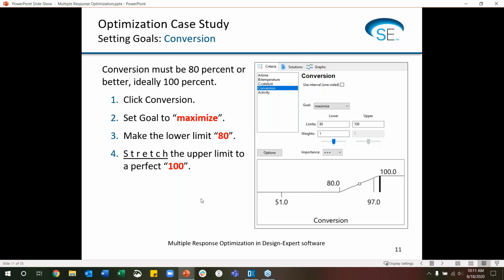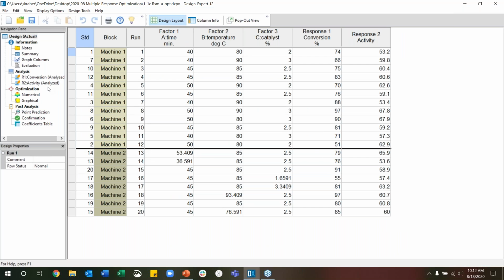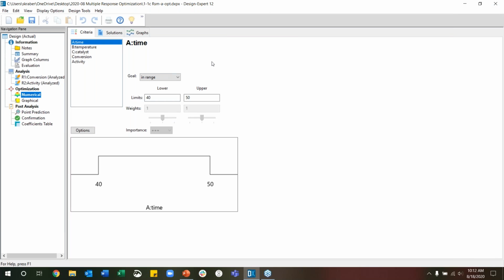And I am actually going to open this file and go to optimization. Let me just do a quick show of hands here, at least a few of you. If you can confirm that you are seeing my Design Expert screen, I would appreciate that. Great, thank you.